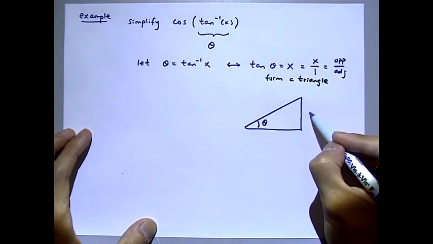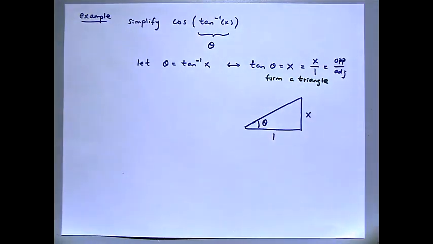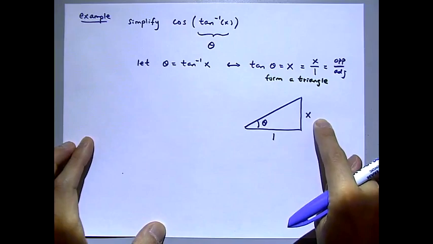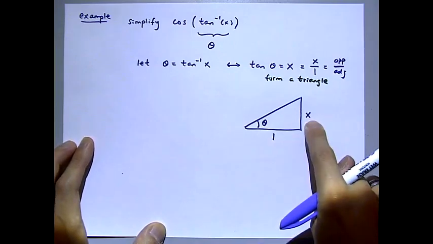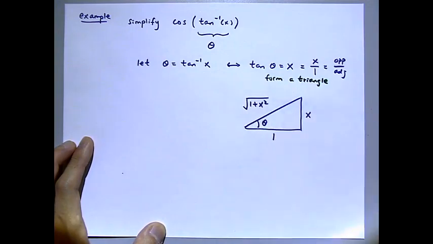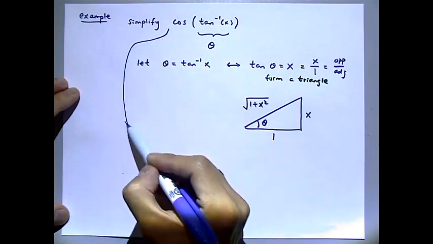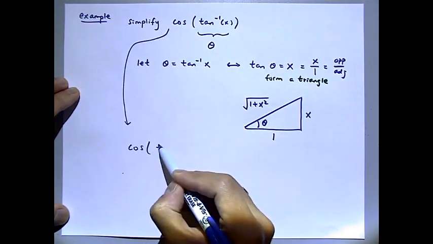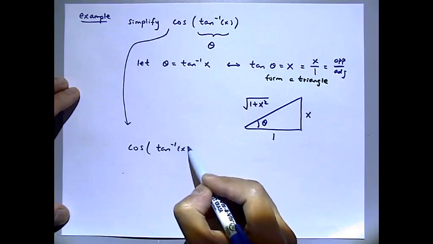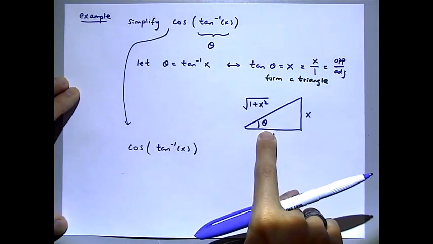Opposite is x right here. Adjacent is right here, 1. Okay? And how do you find the hypotenuse? Pythagorean theorem, right? So square this plus square this, and then take the square root. So that's the square root of 1 plus x squared for the hypotenuse. All right, so now back to the original question right here. Remember, we're calling this thing theta, and that theta is this angle right here in the triangle.